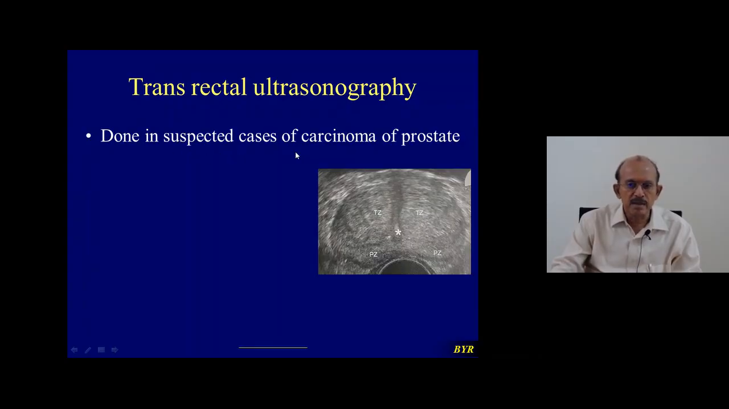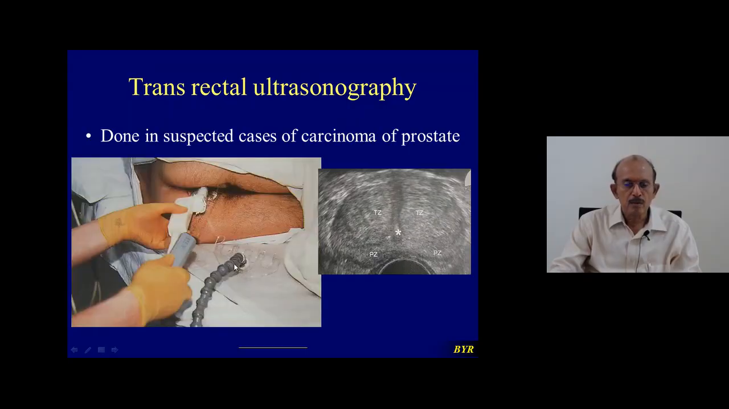Then in a suspected case of carcinoma of the prostate, you can see the prostate, both lobes. Here is the prostatic urethra. This is how the procedure is done. This is the probe that is kept into the rectum, and this is the biopsy gun.